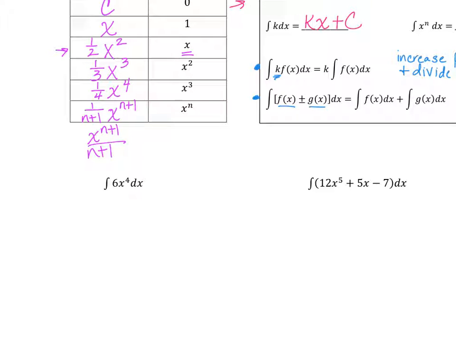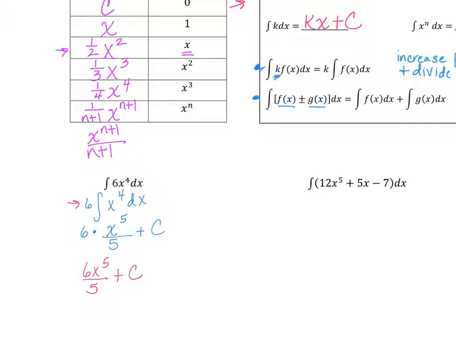Really what I'm doing, and I'm going to write this one out, but I normally don't, you won't do this, is this property right here says I could take 6 times the integral of x to the 4th dx. And of course, I would have 6 times. Now the integral of x to the 4th, I would do my power rule. So increase the power by 1, which would be 5, and divide by the new power, 5. Can't forget my constant of integration. And so I would just simplify that, and I would get this.